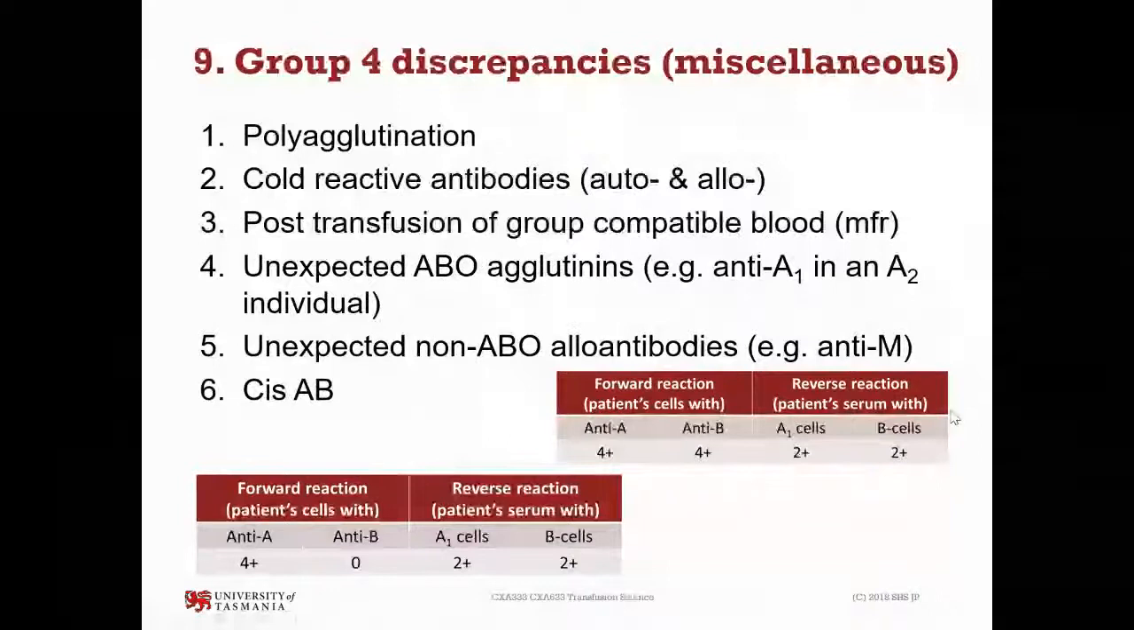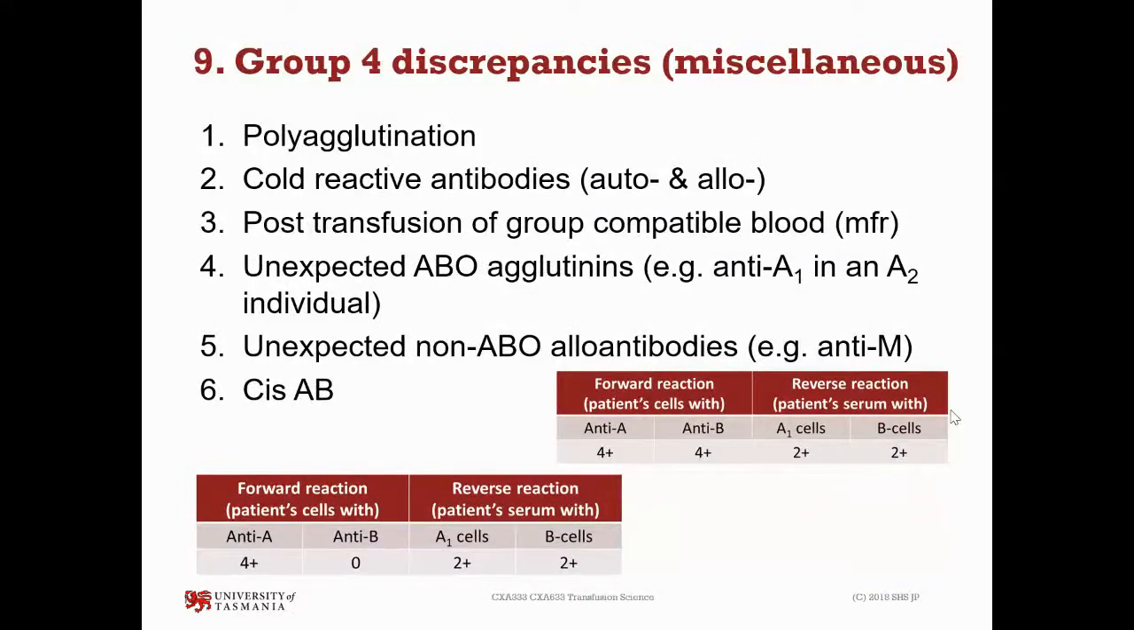And finally, we've got our group 4 discrepancies, and this is all of our miscellaneous discrepancies, so anything that we can't put in another group. And these include polyagglutination, so that's spontaneous agglutination, and it looks like agglutination, but it's not.